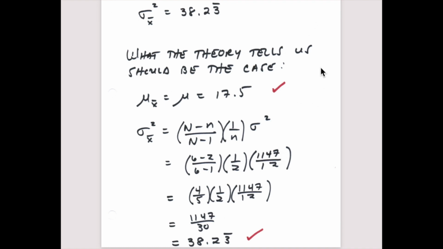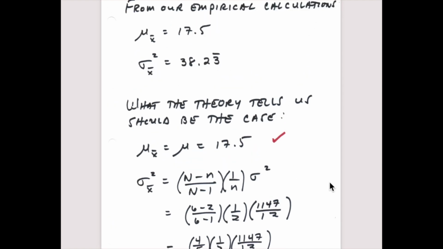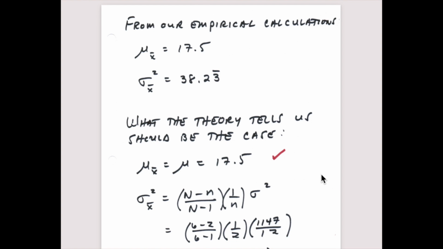So we see here that what we get empirically is exactly what the theory tells us we should get. And that's going to be the case always. Now, let me just point out that this is not a proof of that result in general. It's just a demonstration that the theory holds in this particular example.